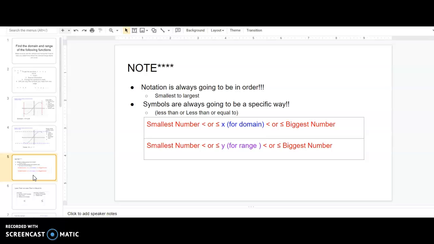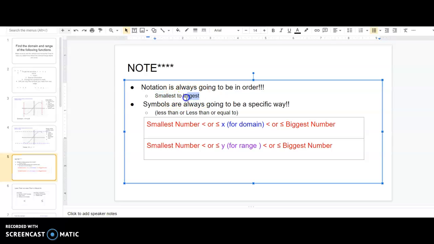All right. So here's a note that kind of summarizes the way to write the notation, because I know sometimes we have issues. So I would write this down if I were you. The notation is always going to be in order. In other words, from the smallest number to the largest number. We're not going to have 9 and then -9. That's not how you're going to see it. If you're doing something wrong, that's probably what it is.